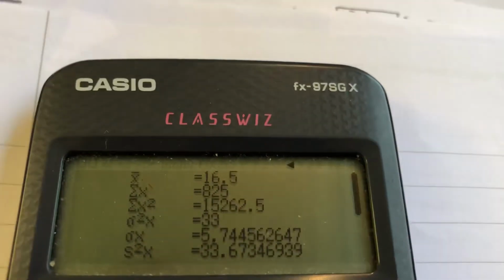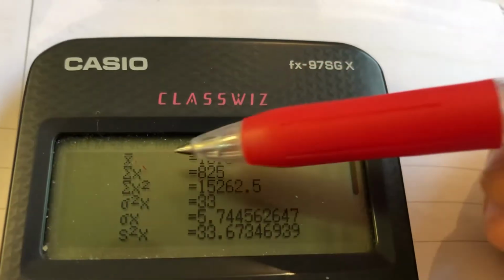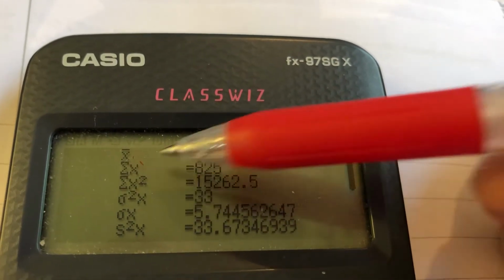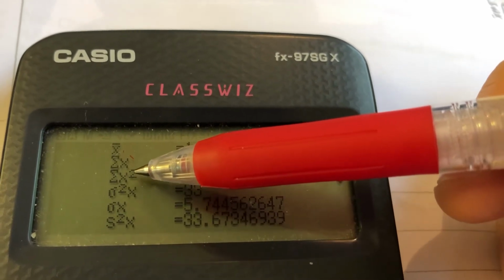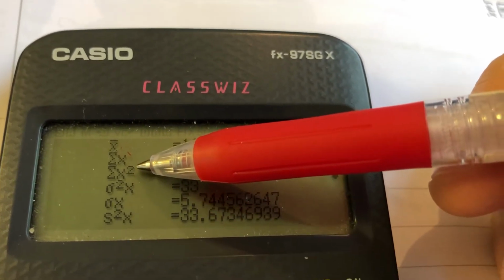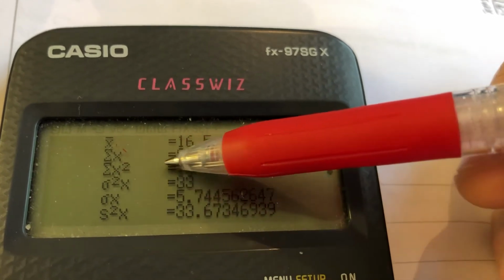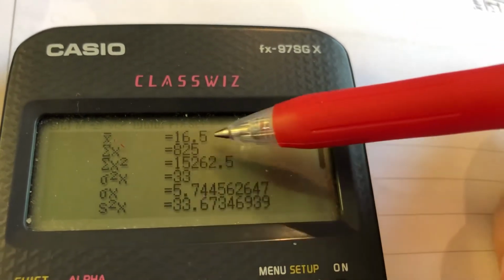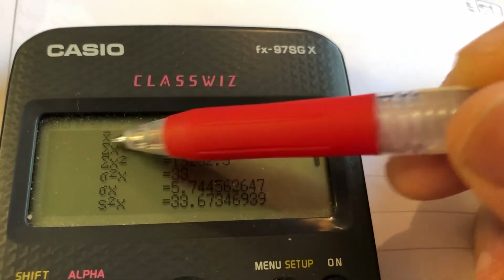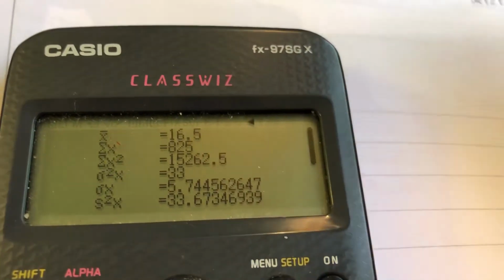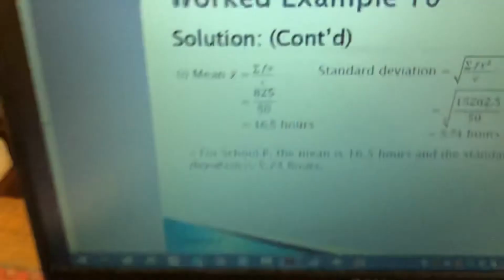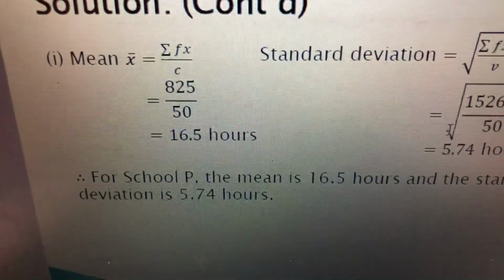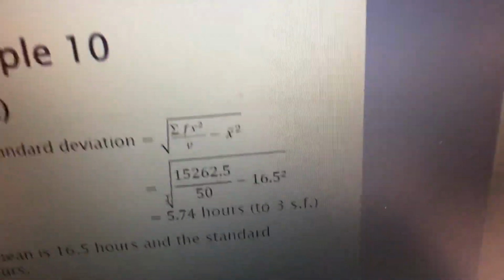Now what does all this mean? This summation x is adding up all the x. This summation x squared means all the individual x, you square them, and then you add all of them up. You're interested in this first one, which is the x bar. That is your mean. So you compare this mean, 16.5. If you look here, it's also 16.5. So that's one way you can check your answer. And if you look at the standard deviation here, it's 5.74 to 3SF.